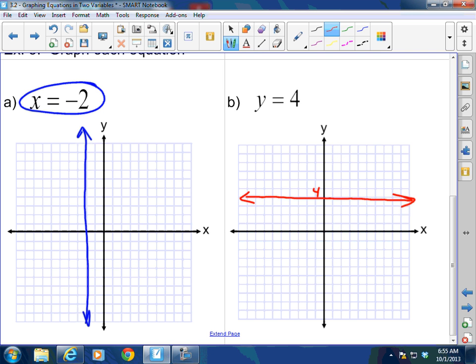There it is. That's my 4. Okay, and this is -2. That's how you graph horizontal and vertical lines. Again, an x equals equation is going to give you a vertical line. A y equals equation is going to give you a horizontal line.